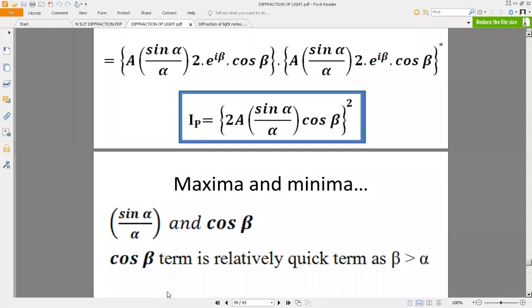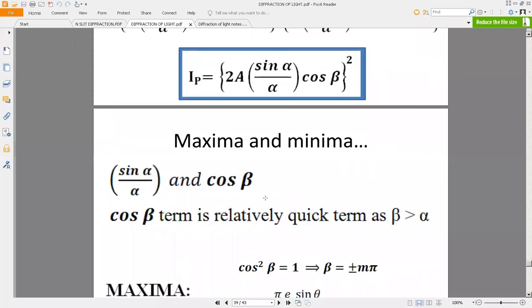Anyway, here, as usual, we'll go for maxima and minima. In the earlier case with single slit, we had only the sin alpha by alpha term. Now we have a troublesome term, cos beta, right? So we have two terms, and now it is time to decide which one we have to consider. Let me ask you a simple question. I want an answer from you in the chat box.